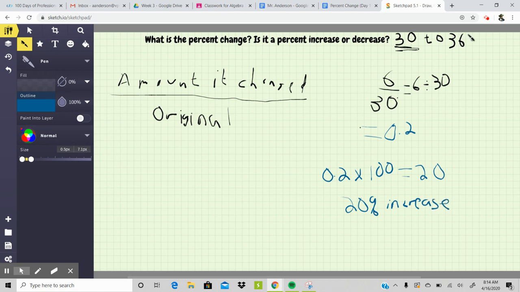So if it were, say, let's just say it was from 36 to 30, well, then it would still have changed by 6, right? But instead of putting it over 30, you would put it over 36, because 36 would have been our original. And then it would be a percent decrease, right? So you always look at the first number, that's your original, and then you just look at the amount it changed, and if it got bigger, it's an increase, or if the second number is smaller, then it's a decrease.